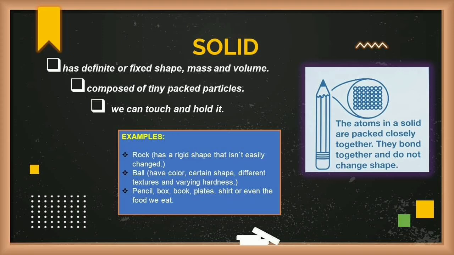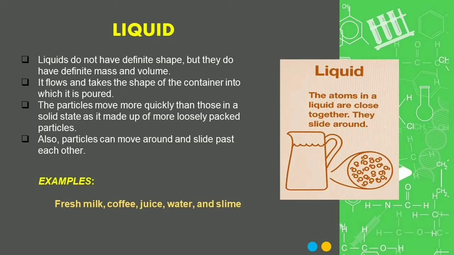Basically, because solids have definite shape, just like our pillow. It is soft, yes, but still, we can touch and hold it. So, as long as the matter has the characteristics of this state, then it should be considered a solid object. The next one is liquid.